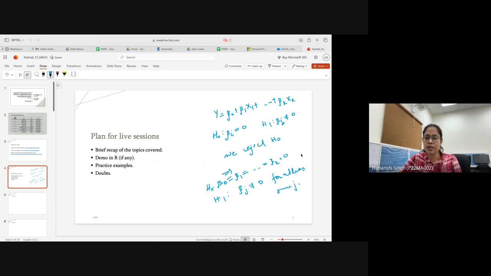Okay, so this is basically the hypothesis, and this is what it is interpreting. We basically interpret from it that if we reject H naught, that implies that we are rejecting that all beta i's are 0. So what we are accepting is that for at least one j there is a linear relationship. So basically there is a linear relationship between y and some xj.